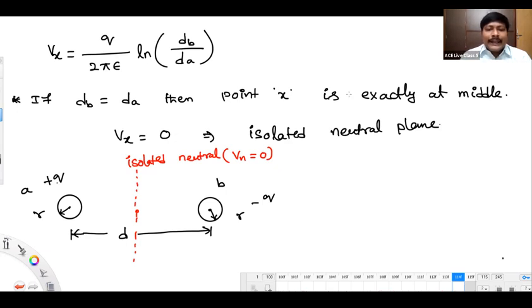Because it is operating at negative voltage, Arvind. The other conductor is operating at negative voltage. First one is at plus V voltage. Next one is at minus V voltage. I will prove it. Just listen.